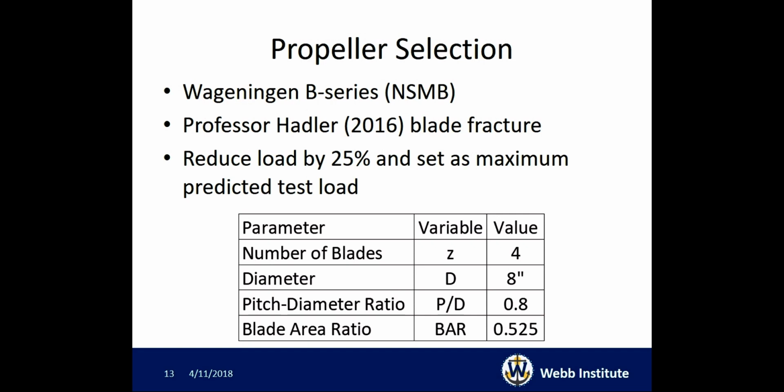From that, I arrived at the following geometry. A 4-bladed propeller, 8 inches in diameter, which is limited by the size of the tray in the 3D printer, as well as the size of the tank at Webb Institute, a pitch to diameter ratio of 0.8, and a blade area ratio of 0.525. I printed 2 of these propellers, one without Hama strips, which I'll call a naked propeller, and one with the Hama strips, which I'll call a stimulated propeller.